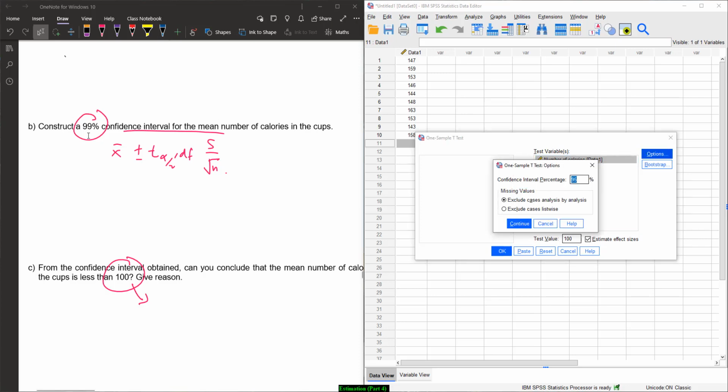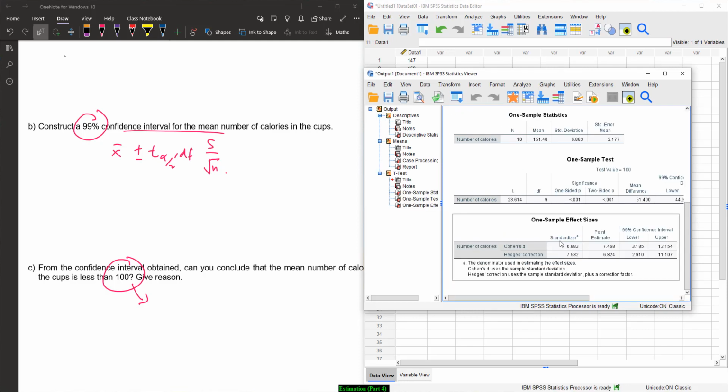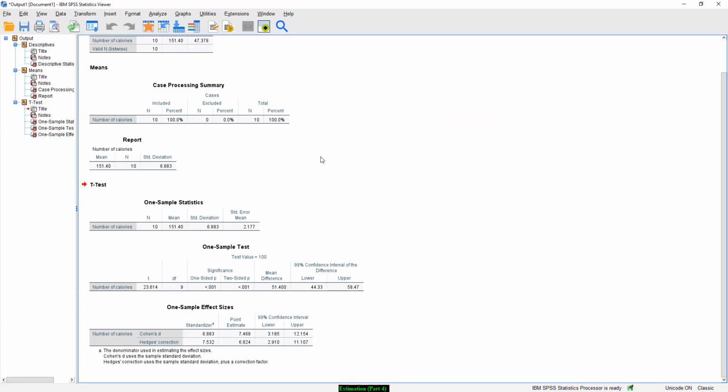So since we want 99%, so dekat option ni by default SPSS will calculate 95%. So you need to change from 95% to 99%. Right, so you remember by default is 95%. Right, so we change it to 99% and click continue and click OK. So then we will get the confidence interval for mean. So is there any confidence interval for mean? Oh, tak ada.